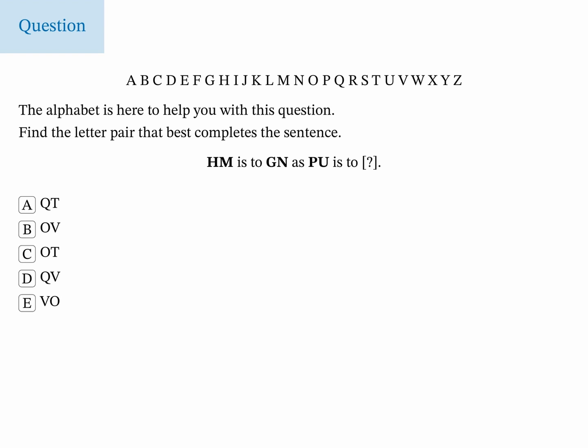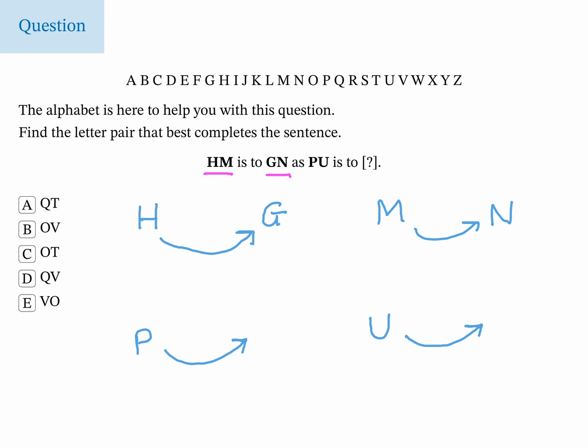So again, let's apply exactly the same process we used in the previous question. We need to figure out how H and M is related to G and N. Once we've figured that out, we can apply that relationship to the letter pair PU. So let's write out our letters. H is somehow related to G, and M is somehow related to N. Once we've determined this, we can apply that to the letter P to work out the first letter in the missing letter pair. And then we can apply the same relationship between M and N to the letter U to figure out the second letter in the missing pair.